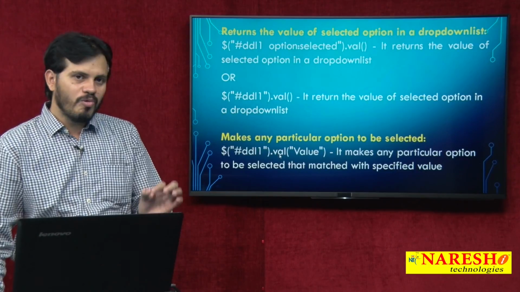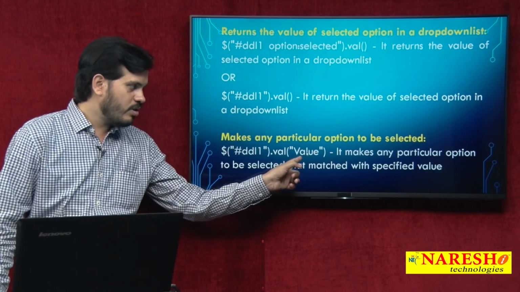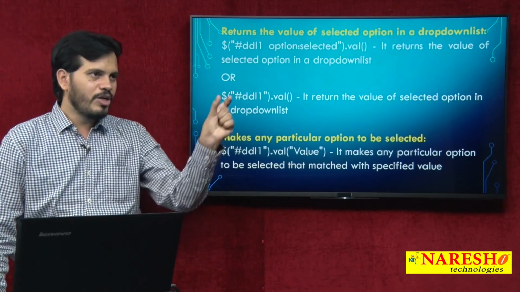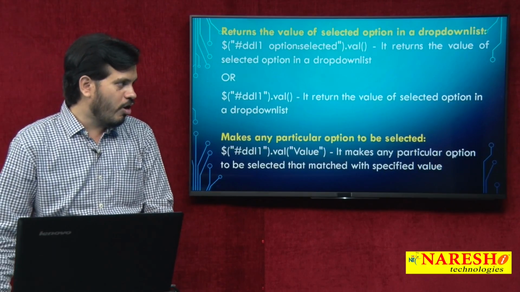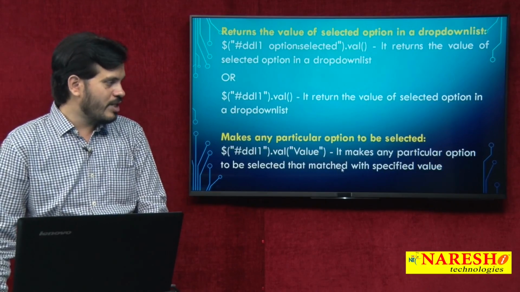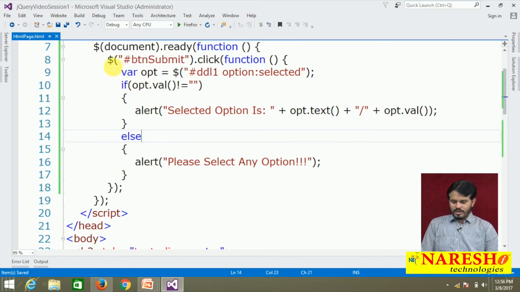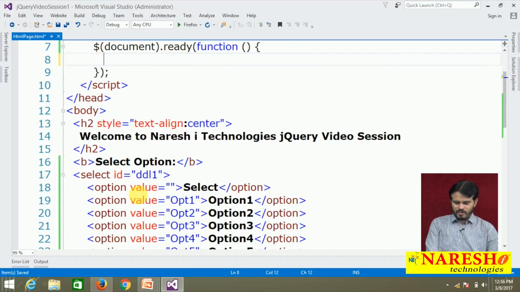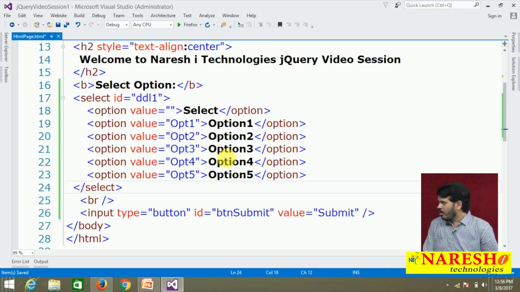$('#DDL1').val() method, passing the value. If this value matches with any of the option values, that option is going to be selected. So it makes any particular option selected that matches with the specified value. So how will we do that? I remove all these, not required. I remove this submit button, or you keep it, no problem, let it be as it is. By default among all these, option 5 is to be selected at runtime.